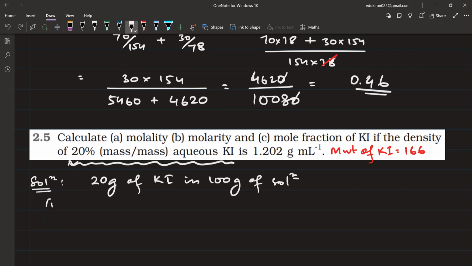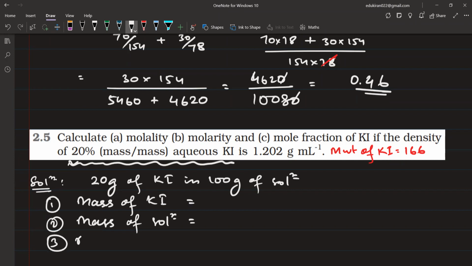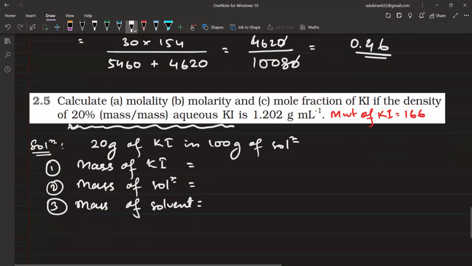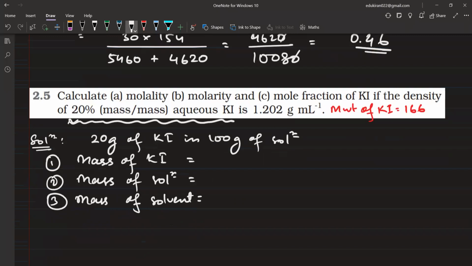यहां से आप तीन चीज निकालिएगा. Mass of KI, that is the solute. Secondly, the mass of solution. ठीक है. And then third thing is mass of solvent. ठीक है. उसके बाद एक और चीज आपको निकालना है. डेंसिटी दी हुई है आपको किसकी? सोल्यूशन की डेंसिटी दी हुई है.